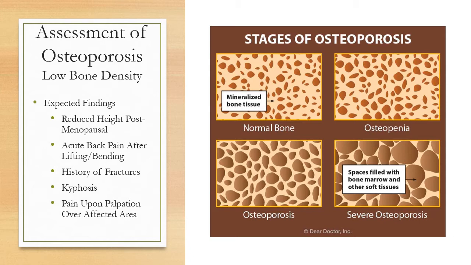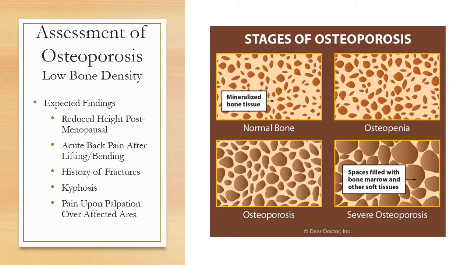Well, reduced height. That's from the vertebral compression fractures that occur, and from kyphosis. People lose their original height. Back pain, right? So acute back pain. Some people with severe osteoporosis, just bending over and getting back up can lead to a compression fracture because the bones are so incredibly thin.